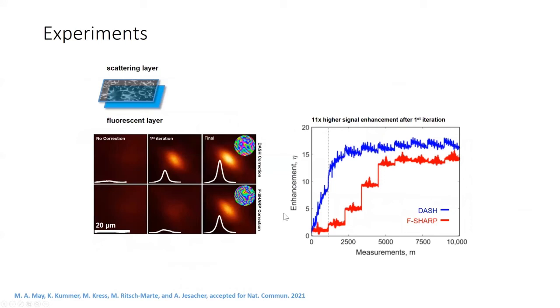I'd like to show you now some experimental results, and this slide is showing results from correcting turbidity introduced by a scattering tape layer above a fluorescent layer, which is just some fluorophores, just a dye text marker on the glass cover slip. And there we see the corresponding enhancement graphs here on the right. What's very notable is that already after the first iteration, DASH gives an enhancement of around 10. We also see this in the respective images here, whereas F# shows here an enhancement of around 2. So this is a very significant difference. In the end, both methods converge to around the same level.